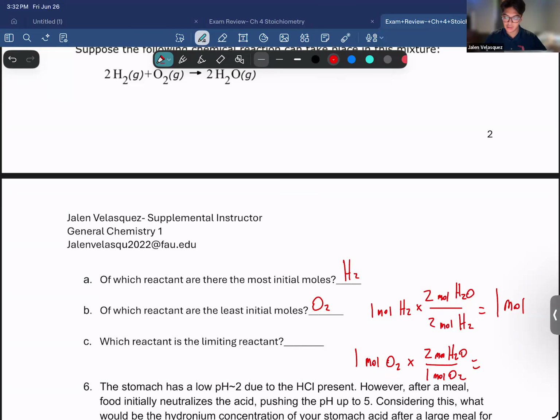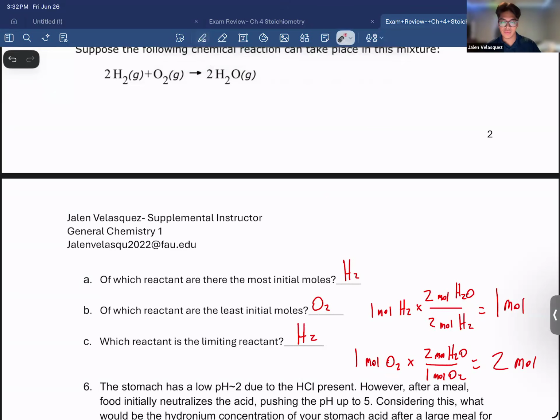So 1 mole of oxygen will make 2 moles of water. So what's the limiting reactant here? It's going to be the hydrogen, right? Because the limiting reactant determines how much product you can make. So from doing this, we see that hydrogen runs out first. So that's why it's the limiting reactant. And so we'll only actually make 1 mole of water.